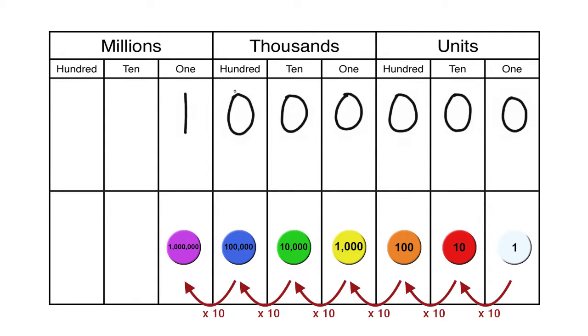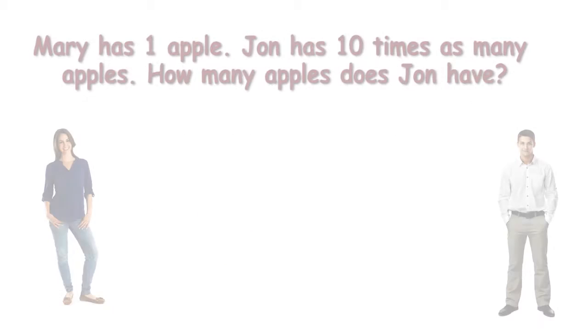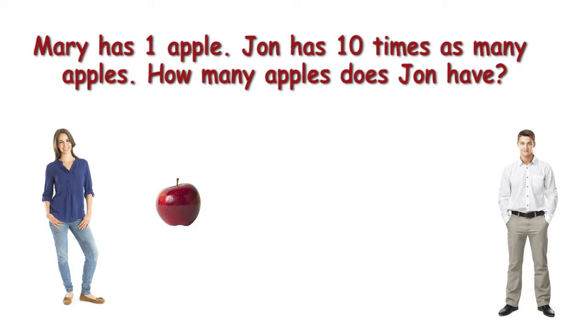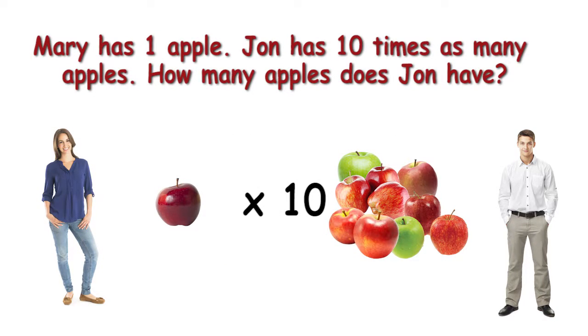This concept of 10 times more may seem simple to you, but it is often difficult for students to grasp. One way to help with this concept is to connect it to real-world context other than the place value discs. For example, Mary has 1 apple. John has 10 times as many apples. How many apples does John have? Well, for every one of Mary's, John has 10. So 1 apple times 10 is 10 apples.